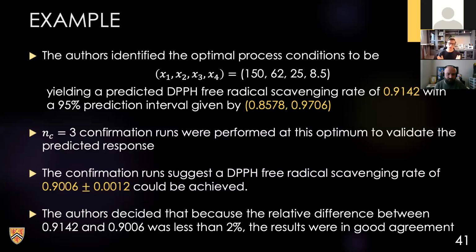What they said was 0.9006, yes, it's slightly worse than what we predicted, but it's not that bad. It's close enough that we believe these results are a success. And what they defined as close enough was that it was within 2% of that predicted optimum. And so this is a perfect opportunity for us with our probability metrics to quantify what is the likelihood that this difference would be within 2%.